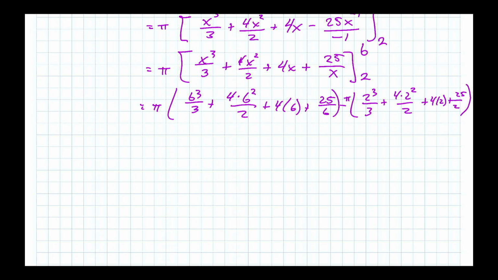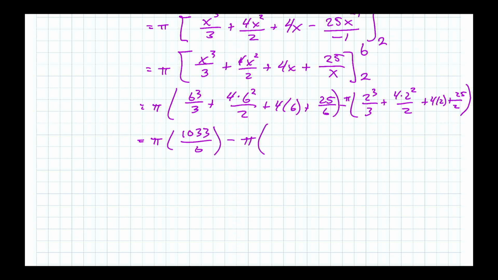Yikes. And so you got to work this out. So luckily today I did grab a calculator that does fractions. So I got 6 to the 3 over 3, that's 72, plus 4 times 36 over 2. So I'm at 144, plus 4 times 6. So I'm at 168, plus 25 over 6, which gives me fractions. So this works out to 1033 over 6, nice round number.